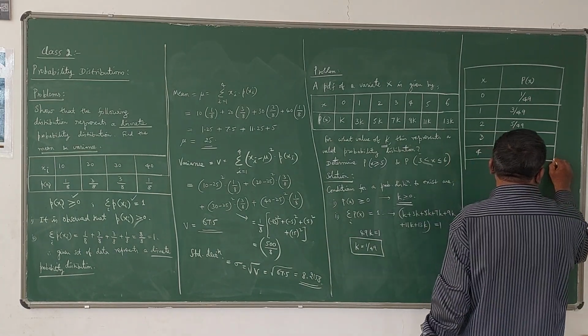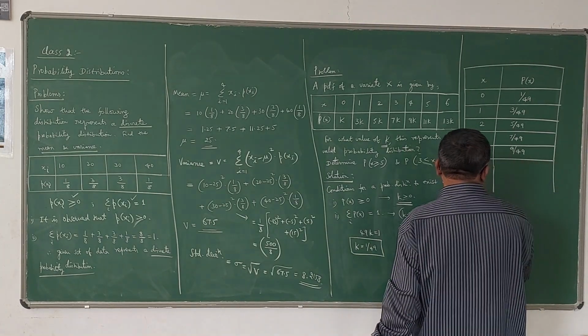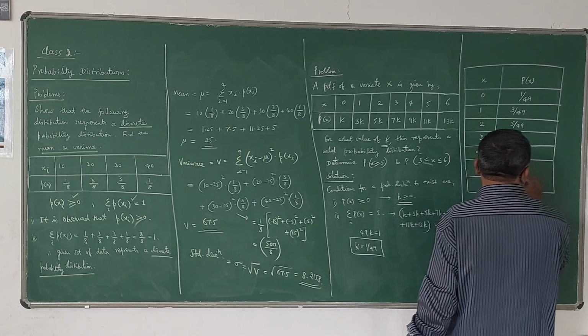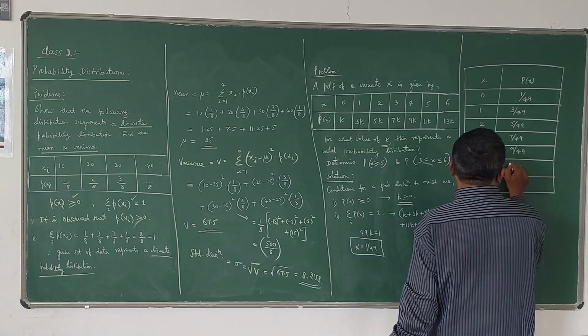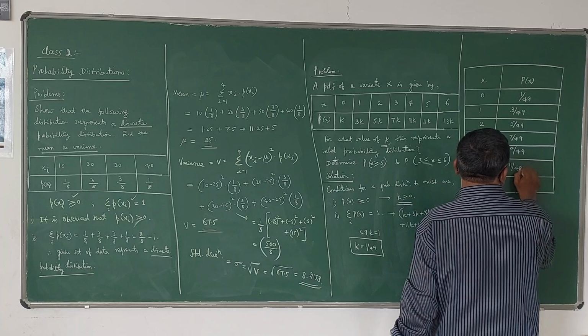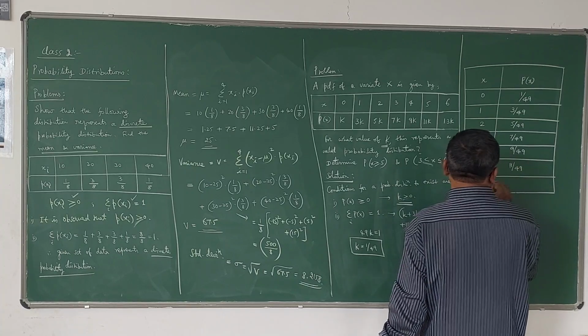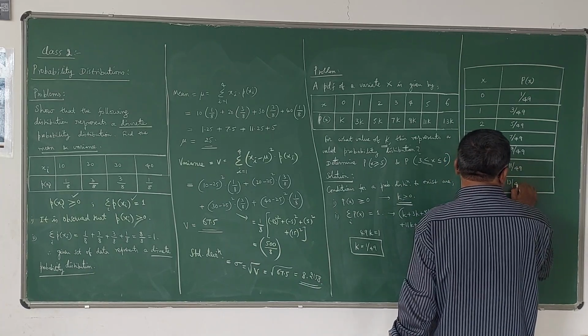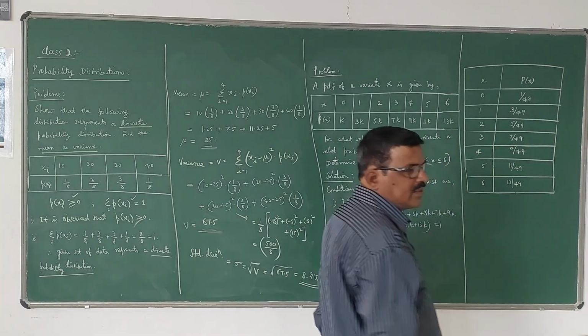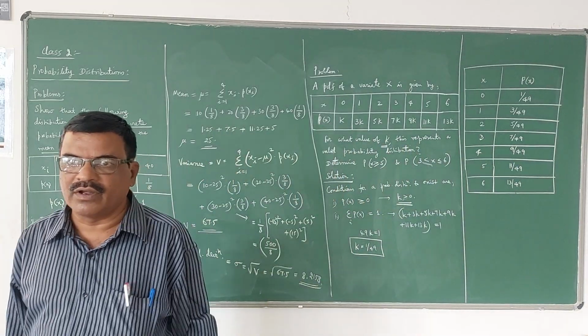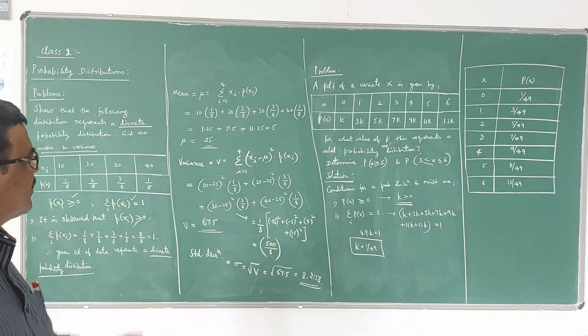X is equal to 5, 11 by 49. X is equal to 6, 13 by 49. We have got the actual values now. For the different values of x, we got the actual values.